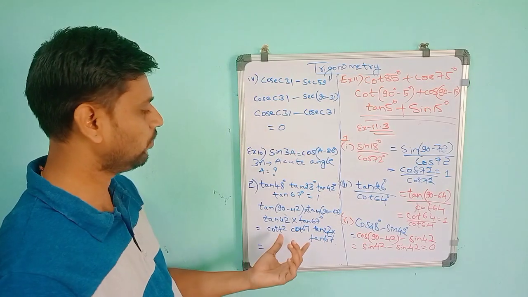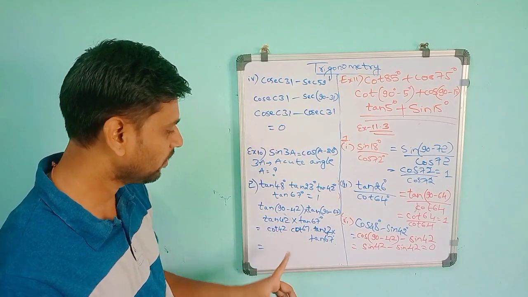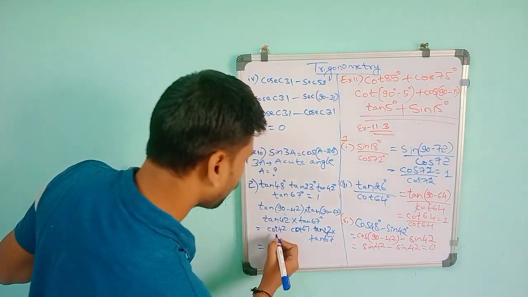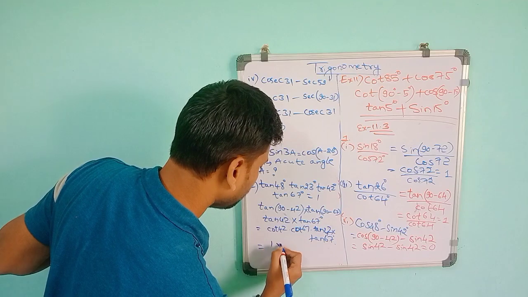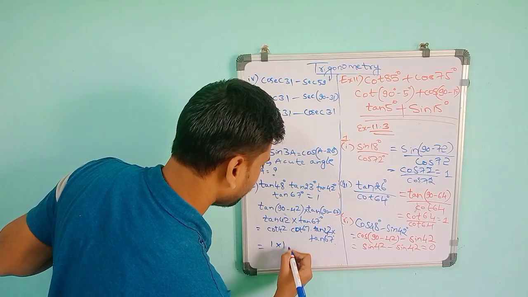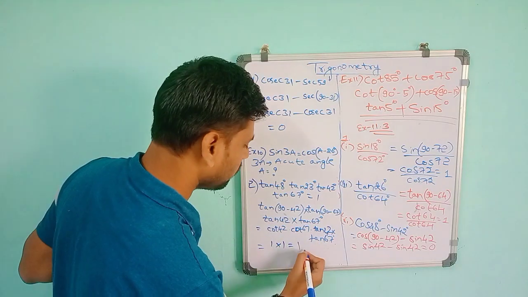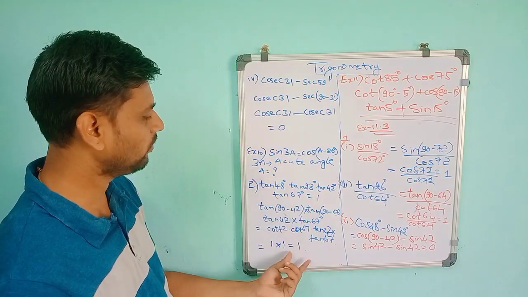In terms of tan, you have to remember that tan A into cot A will always be 1. So cot 42 into tan 42 is 1. Like that, cot 67 into tan 67 is equal to 1. So cot A into tan A is always 1. So we have proved that the answer will be 1.